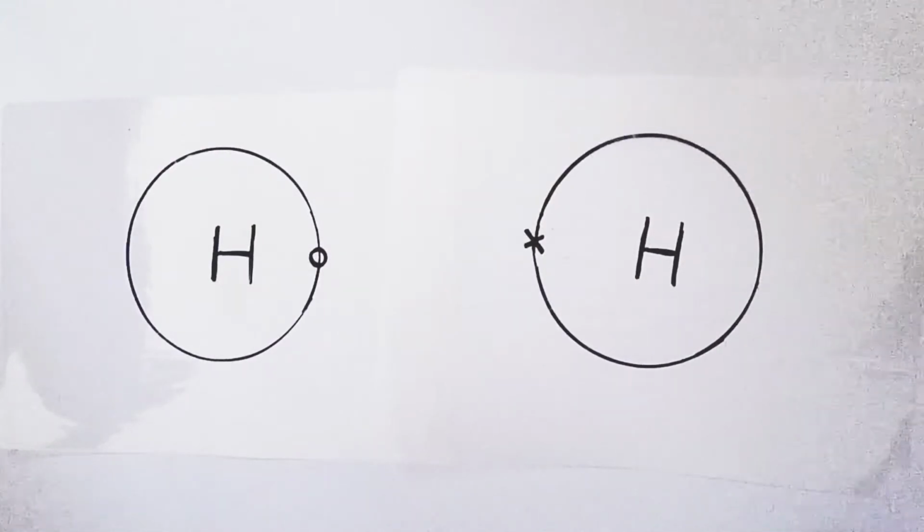Alright folks, let's go through some dot and cross diagrams. I'm going to try and make this as easy as possible. I'm going to try and give you some hints and tips so you get really good at constructing these without making mistakes. So we're going to try and draw a really nice simple example, which is hydrogen H2 first.